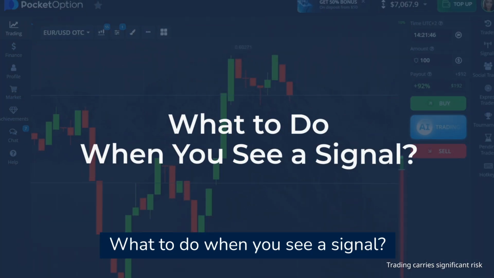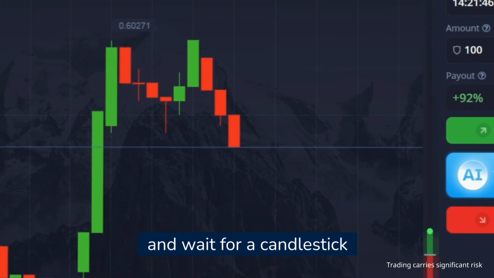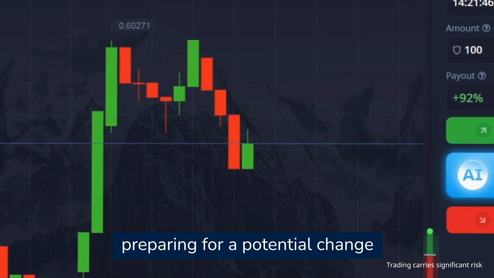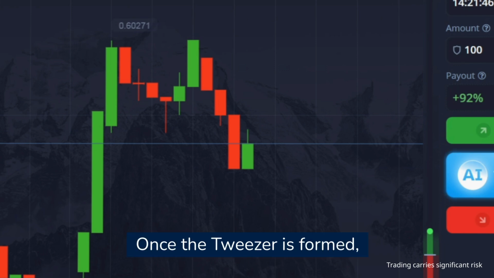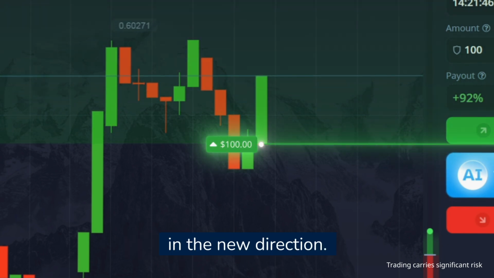What to do when you see a signal? Monitor the chart and wait for a candlestick with the same extremes to appear, preparing for a potential change in direction. Once the tweezer is formed, you can open a trade in the new direction.